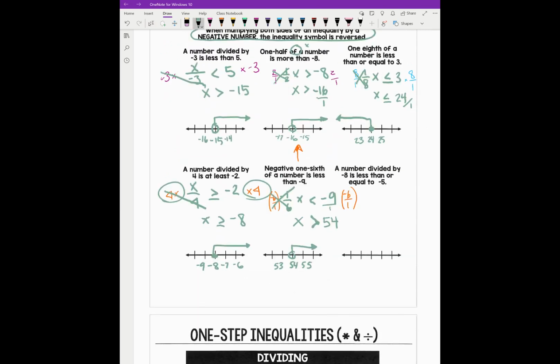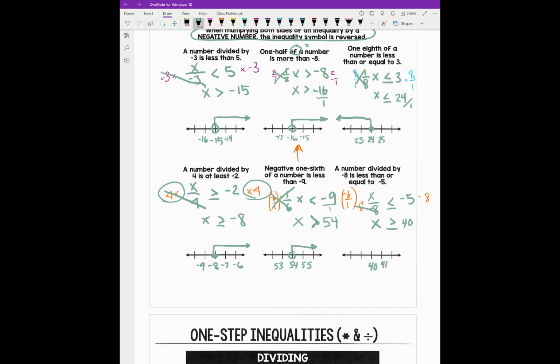So I got a number divided by -8 is less than or equal to -5. I'm going to do x divided by -8 less than or equal to -5. I'm going to multiply on both sides by -8. Flashing lights are going off in your head because I said multiply by -8 on both sides, so we're flipping that sign. The 8's cancel on the left, leaving me with just x. And on the right, -5 times -8 gives me a positive 40.